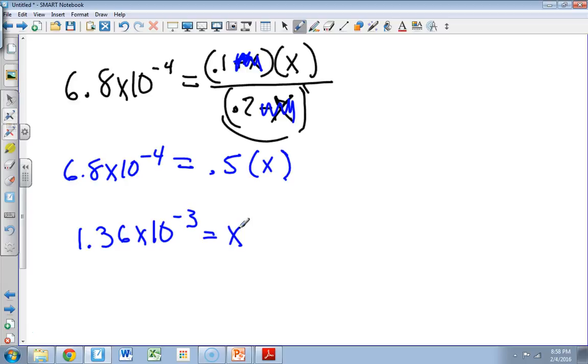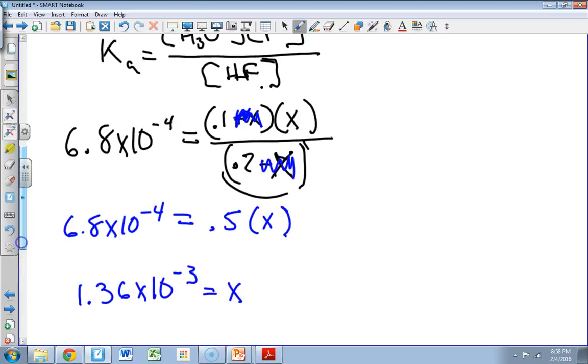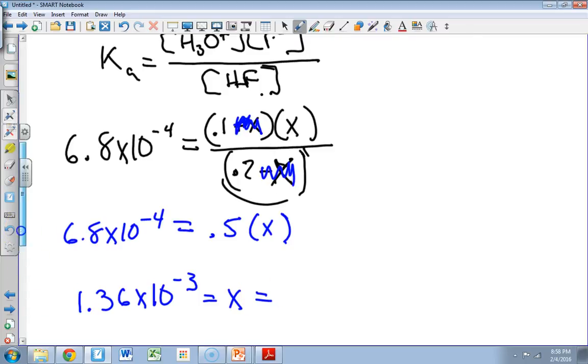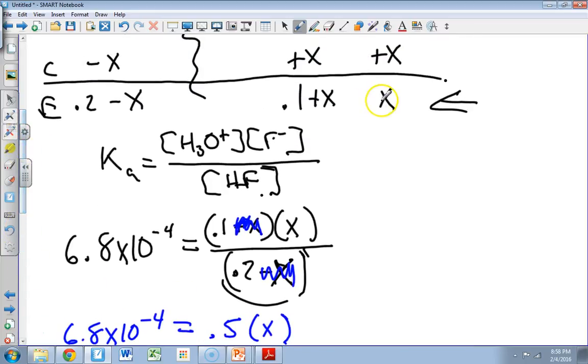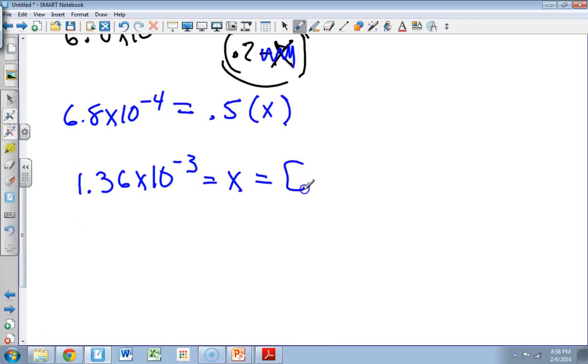Okay, let me just double check to make sure. So 6.8 times 10 to the minus 4 times 2, okay, that equals x. That happens to be the concentration of fluoride ion, because x is the concentration of fluoride ion.